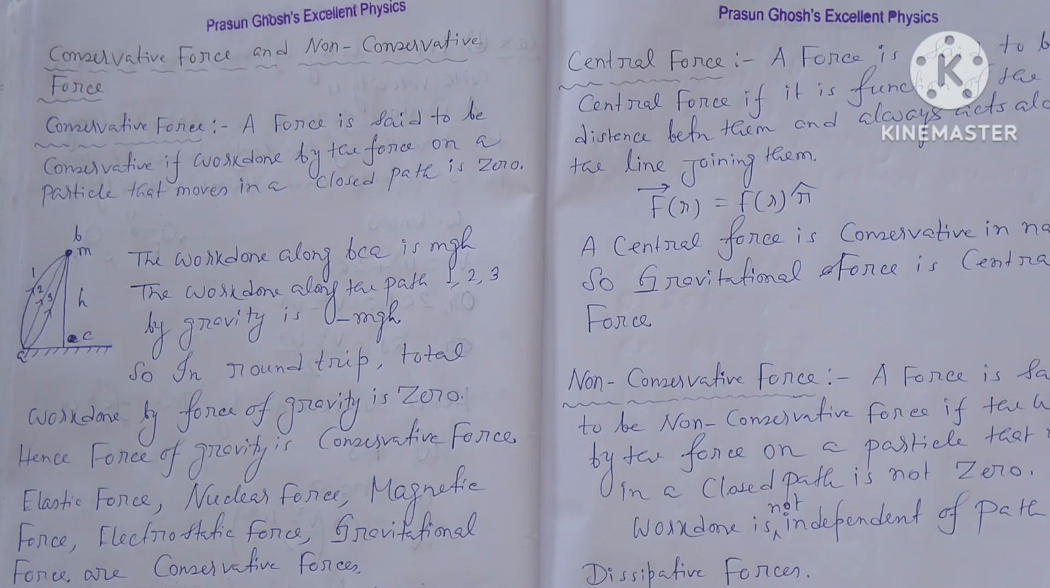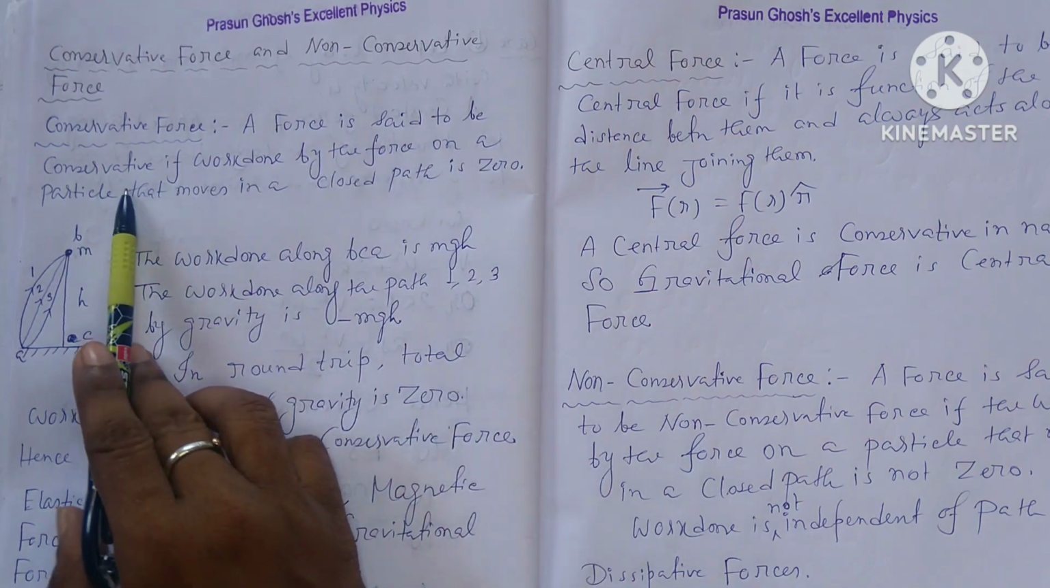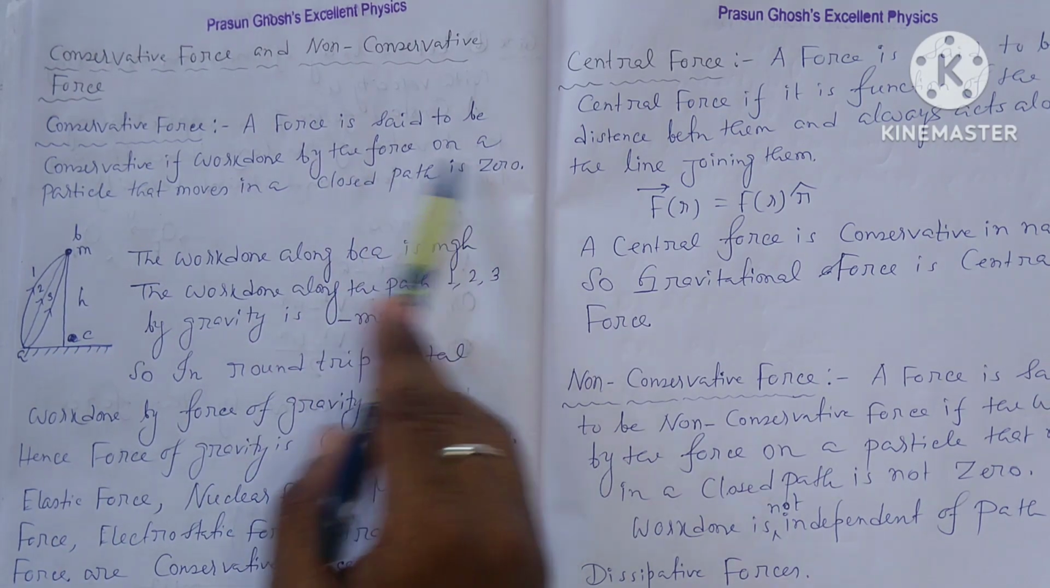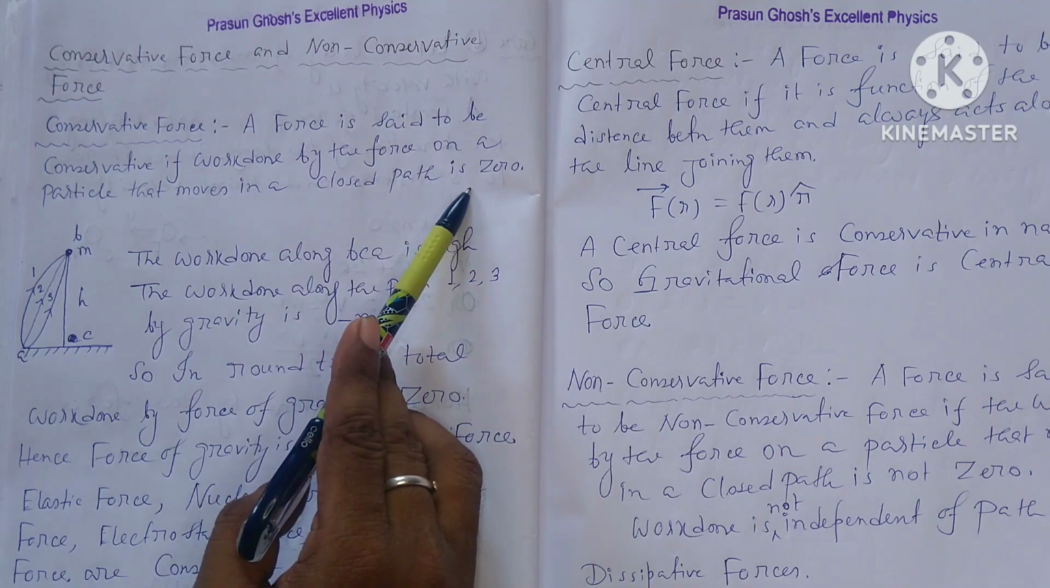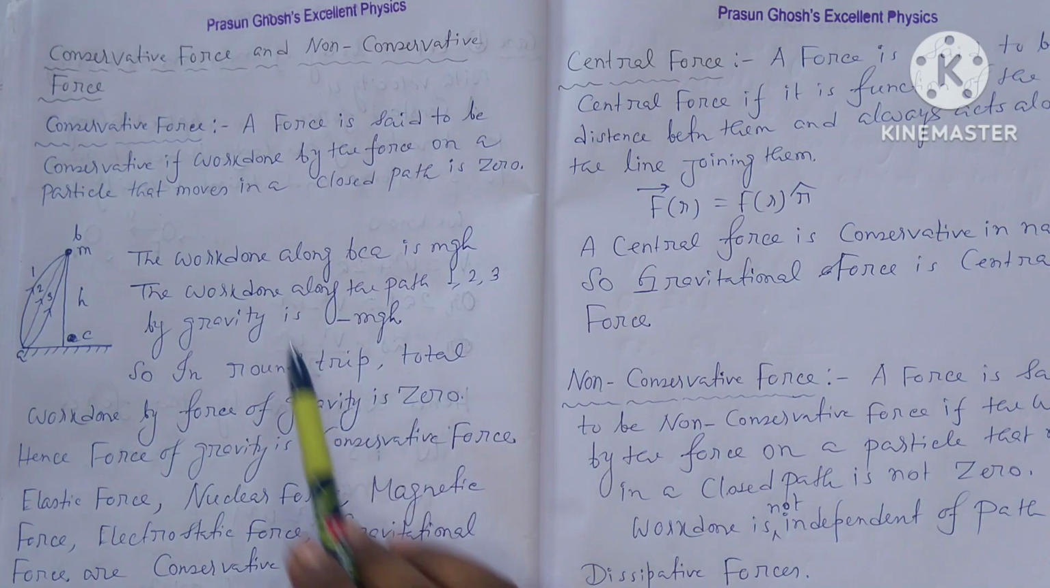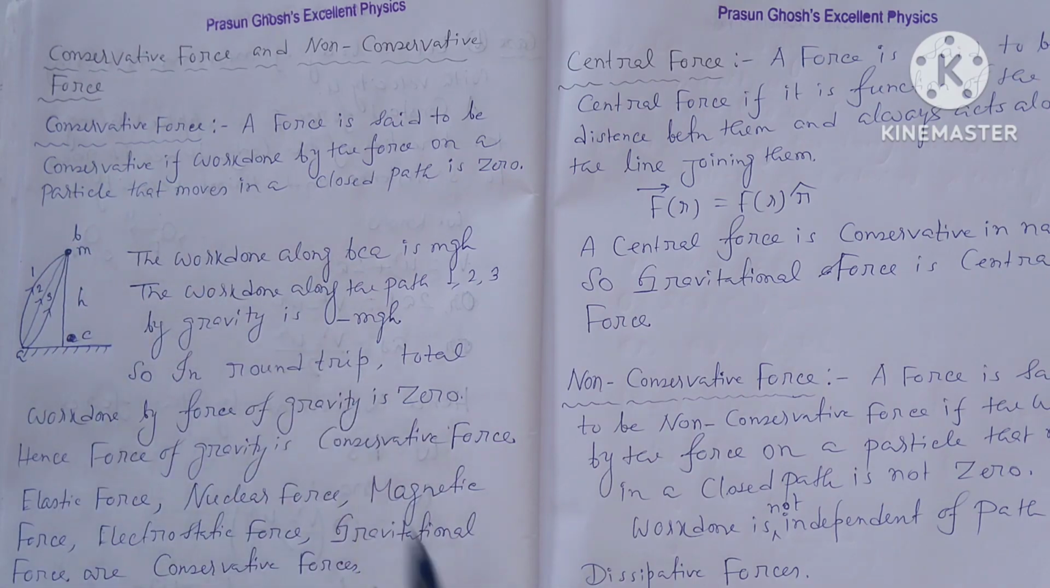So in the entire path, in the round trip, the work done by the force is 0. This is the central force. So we come to a very important conclusion: work done by the force is 0 in the entire trip. A force is said to be conservative if the work done by the force on a particle that moves in a closed path is 0. So this is the conservative force.